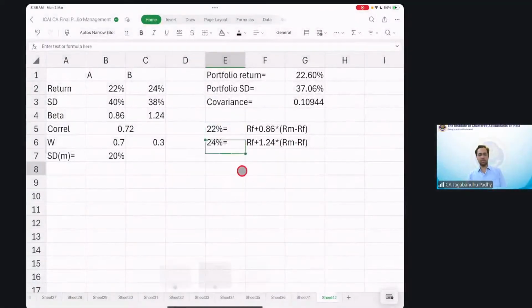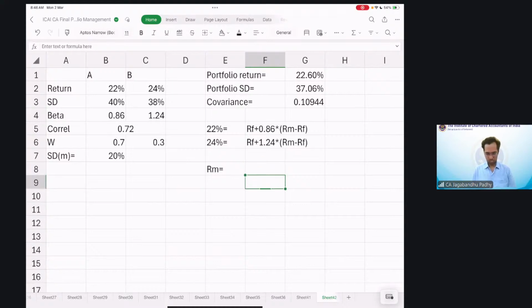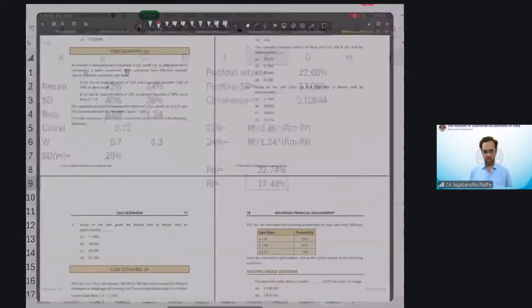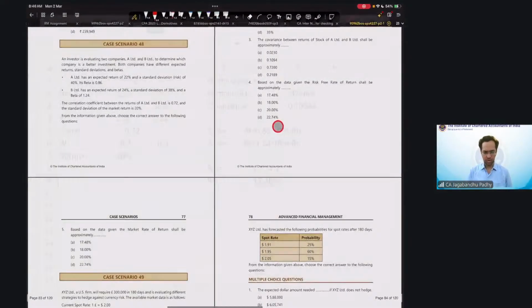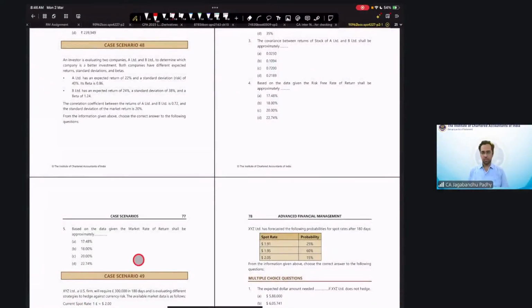So did we solve this and get the market rate of return and the risk-free rate? Yes, sir. How much is the risk-free? 17.48. And what's the market rate of return? 22.74%. Yes. So the option is 17.48 and 22.74 over here. Okay.